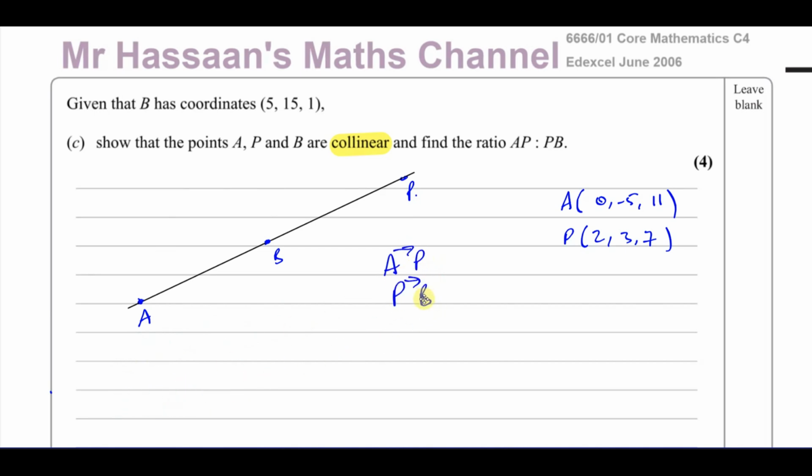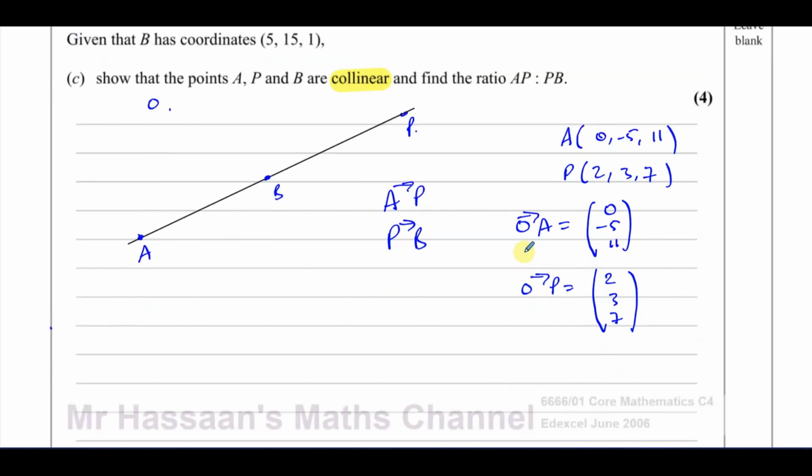Alright, so how do I find the vector A to P? Everything is related to the origin. Say this is the origin. These are almost like position vectors. I can say the vector from O to A is given by 0, minus 5, 11. So coordinates are kind of like position vectors in a way, in that you always refer them to the origin. And if the coordinates of P are 2, 3, 7, then O to P is 2, 3, 7.